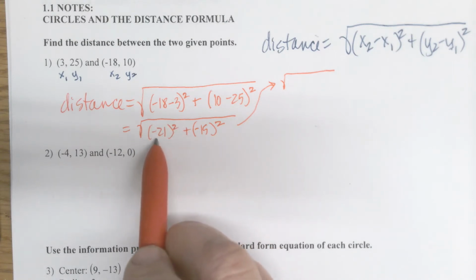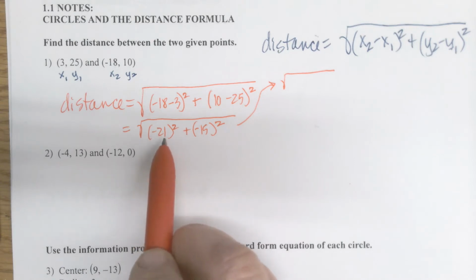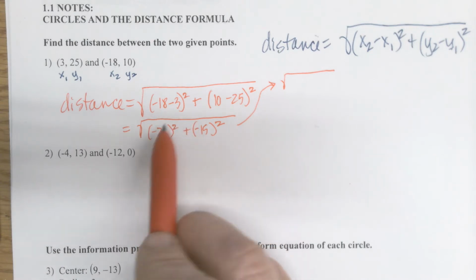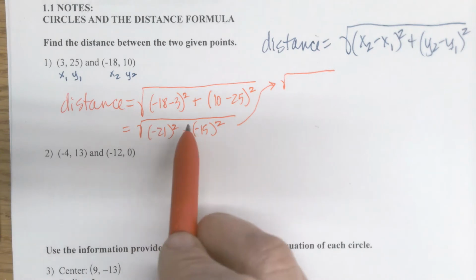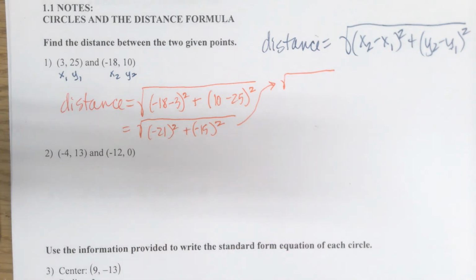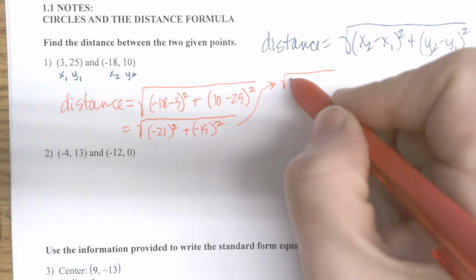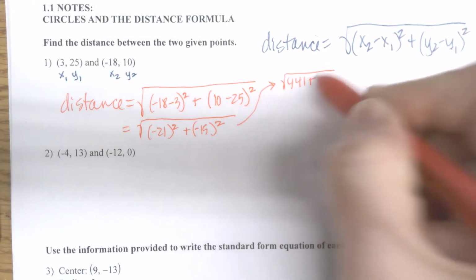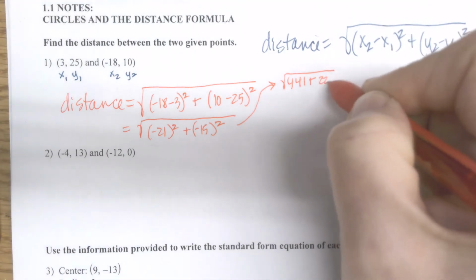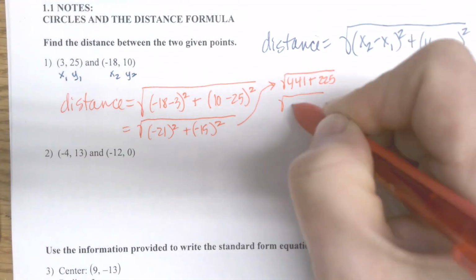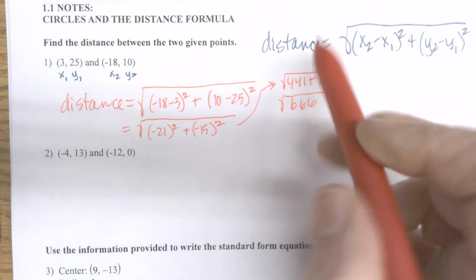Otherwise, a lot of the calculators won't square the negative, it'll only square the 21, and that can pose a problem when you're working, especially with radicals, because it might come up with a value that in your calculator will be a syntax error. But anyways, you do your negative 21 squared, you get 441, plus negative 15 squared is 225. So I have the square root of 666.